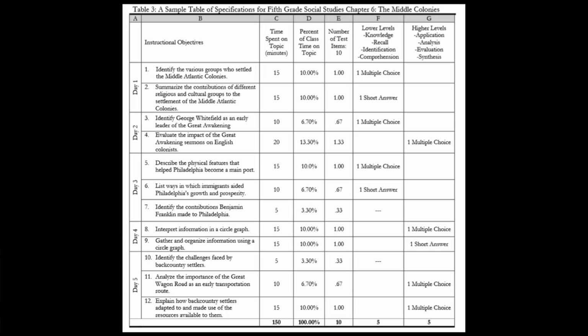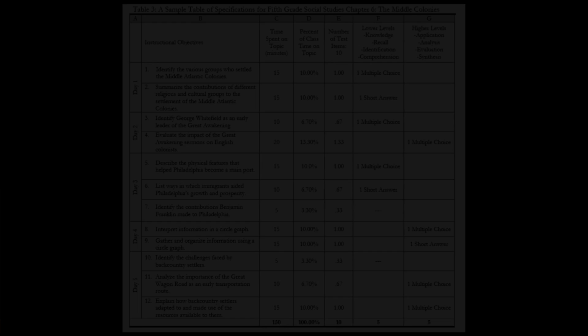So this is an example of a table of specifications. Basically, it's a blueprint for your test. This one's more complicated than probably I would use, but it's a 6th grade, middle grades table of specifications for a social studies unit. And so there were 5 days in the unit. The instructional objectives are listed, along with the amount of time spent on each of those. I'm not suggesting you go into this much detail. I'll show you a simpler version in a minute.